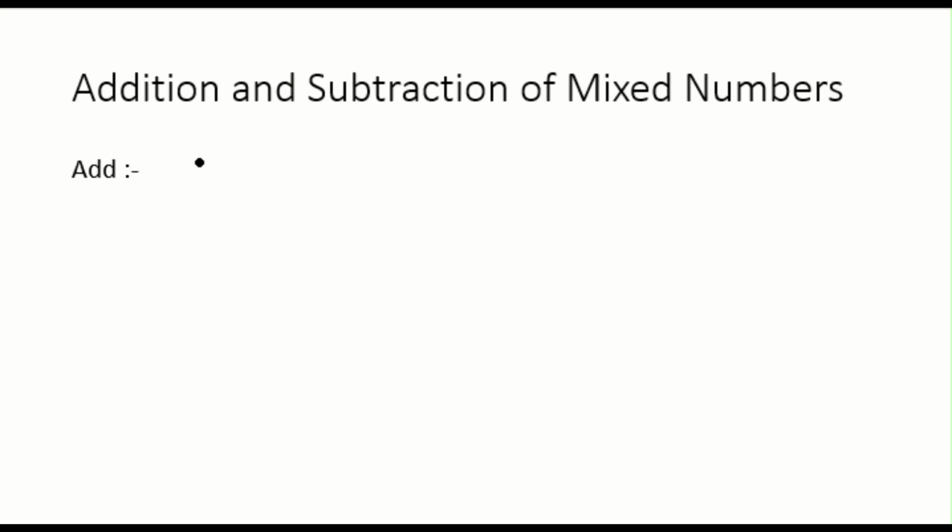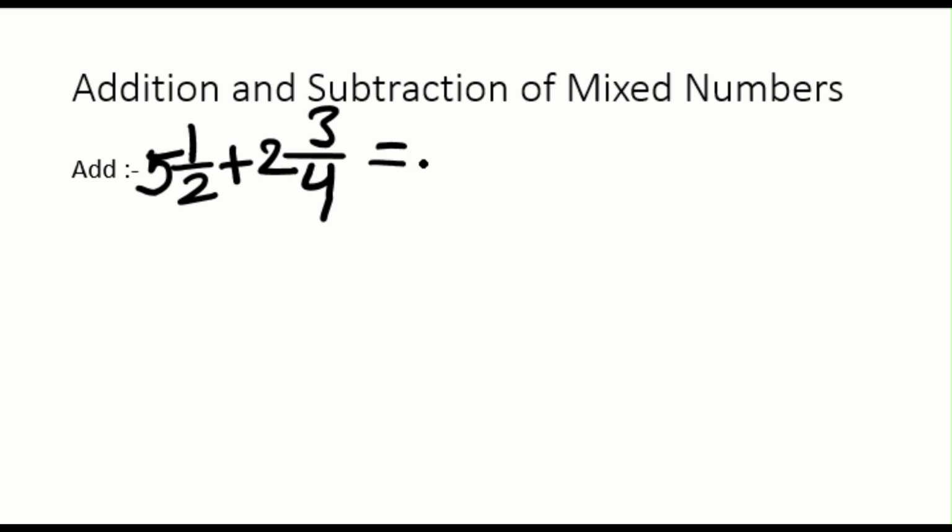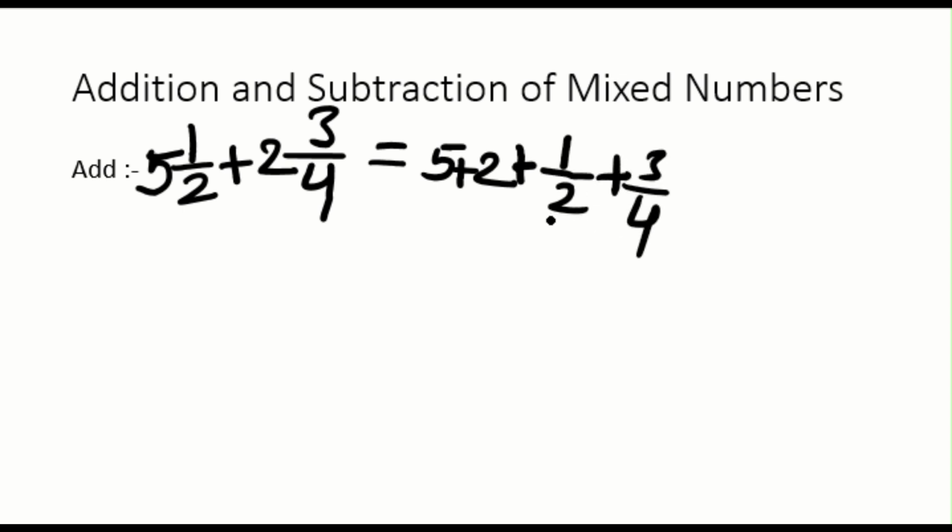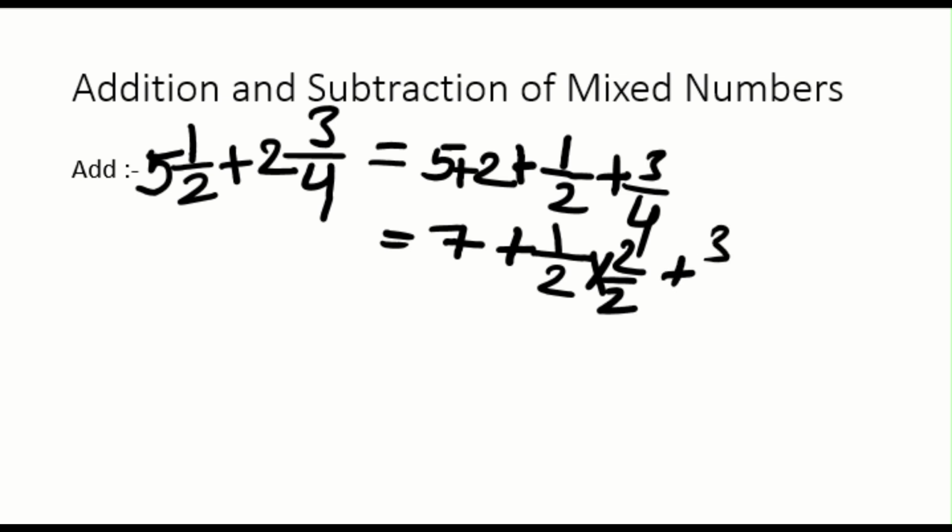Let's take a number which is given in your textbook. I am taking the same number, 5 1 by 2 plus 2 3 by 4. See, there are two methods to solve this. Let me show you the first method. Firstly, we can add these numbers 5 plus 2 and then the fractional numbers 1 by 2 plus 3 by 4, which is equal to 7 plus, see, as these fractions are unlike, we have to make them like fractions. Like fraction means where the denominators are equal or same. So to make these like fractions, I'm going to multiply 1 by 2 by 2, plus 3 by 4.